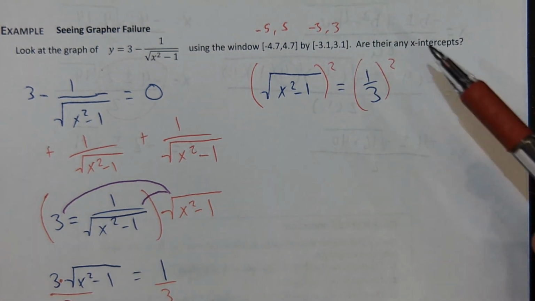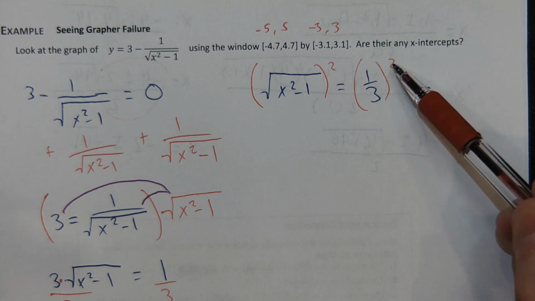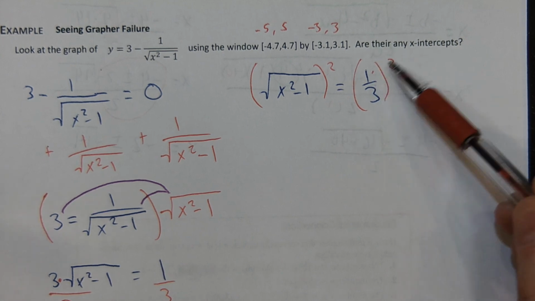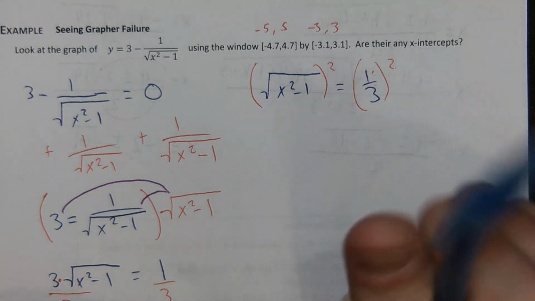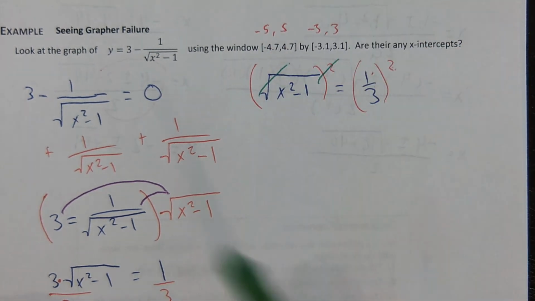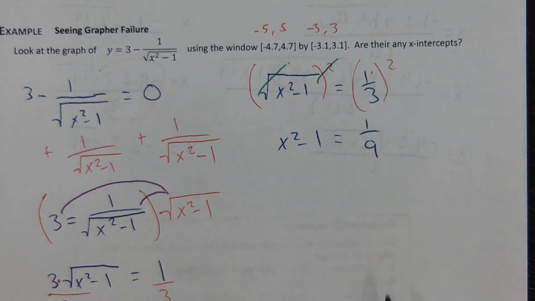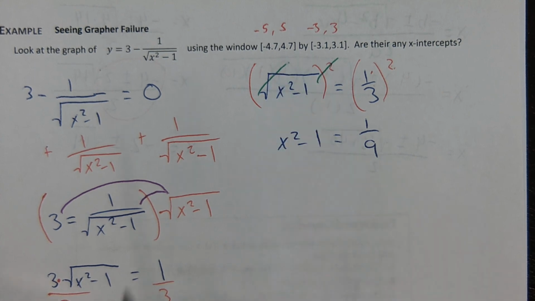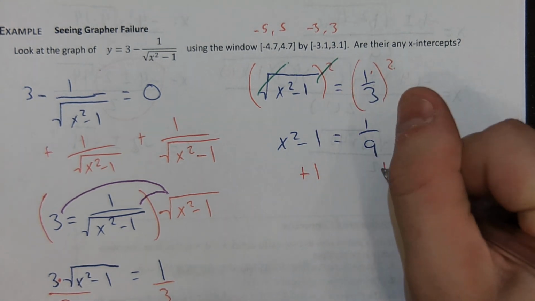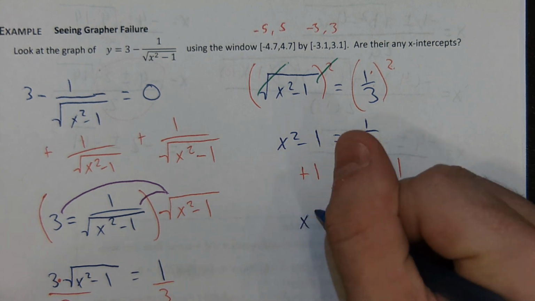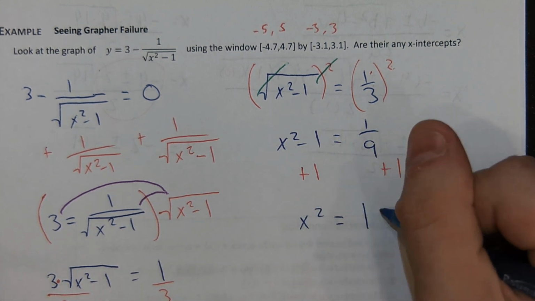Remember your exponent rules. When you have a fraction raised to a power, this power gets applied to the numerator and the denominator. So this is 1 squared over 3 squared. When you cancel a square root with a square, it does not create a plus or minus. If you do it in the reverse order, if you cancel a square with a square root, that creates a plus or minus. So we didn't have to worry about it this time. Here we're going to need to add 1 to both sides. And that will give us x squared equals 1 and 1/9.